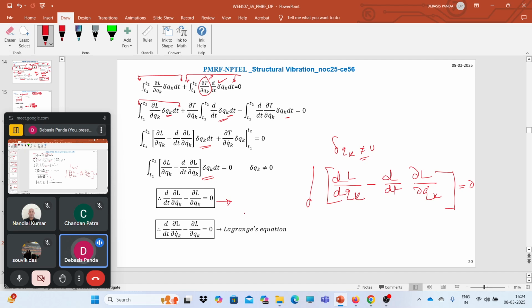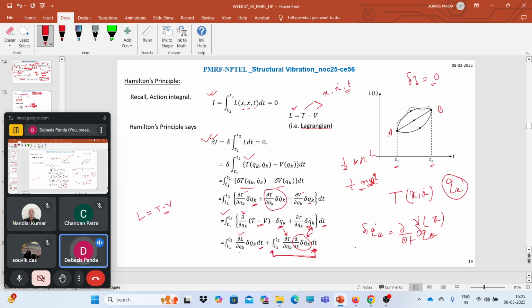And this is called the Lagrangian equation. Using this equation is very important: d/dt of del L by del qk dot minus del L by del qk, where qk is the generalized coordinate. From this equation you can see that we can have qk for i equal to 1, 2, 3. If we have different generalized coordinates for the system, we can use this Lagrangian equation to formulate the equation of motion and to solve it.